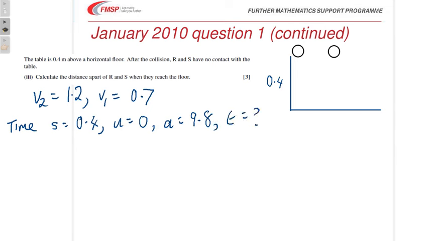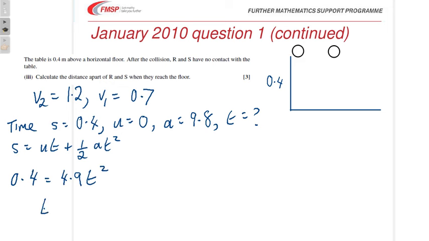So s equals ut plus a half at squared, the familiar suvat equation, becomes 0.4 equals 4.9 t squared. And that gives us a time, if you use your calculator, of 2/7, if you leave it as a fraction. t equals 2/7.